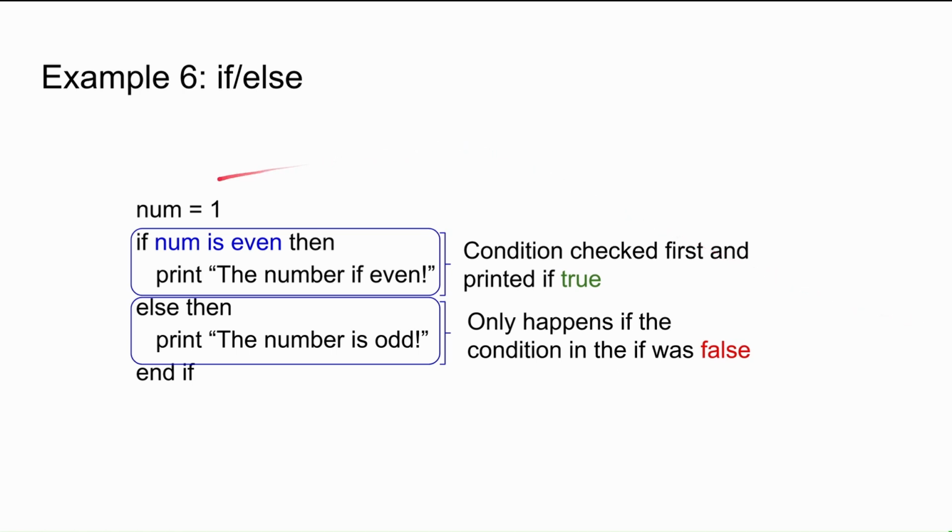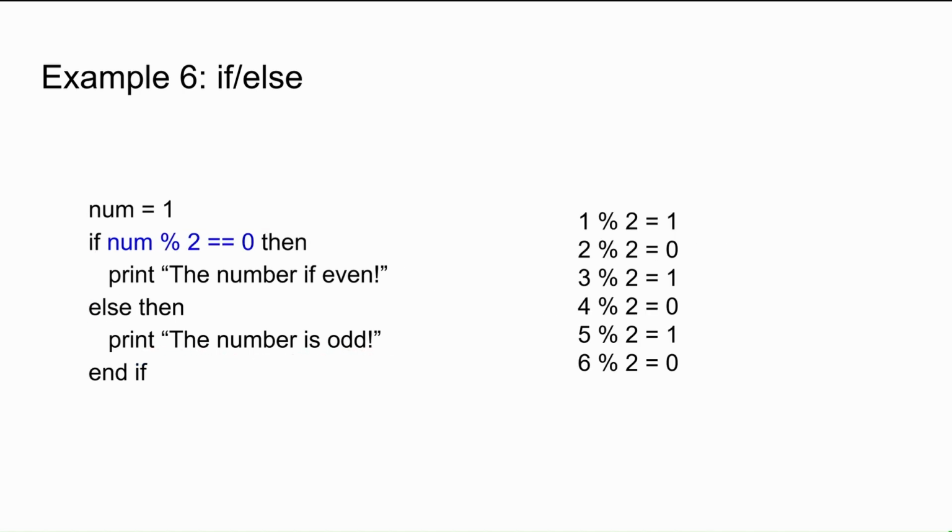In this example, because num is 1, when it checks if the number is even, we will see that actually it's not. So the condition here will be false, and the if will go directly to the else and print the number is odd. If we want to make it look more like real code, we could use the modulus operator that was explained in the previous video. This operator gives us the remainder in a division. As we can see on the right, the only possible outcomes when doing num modulus 2 are 0 and 1.